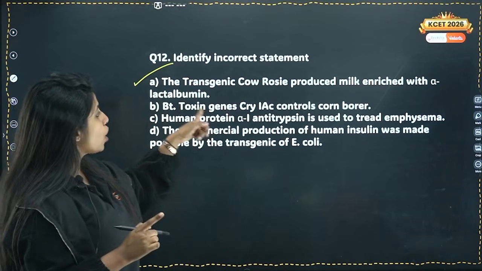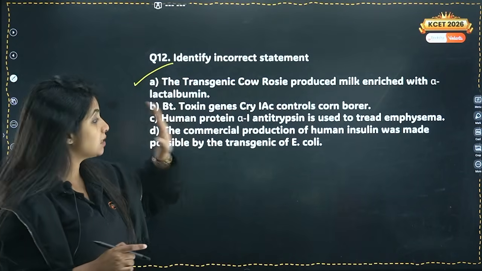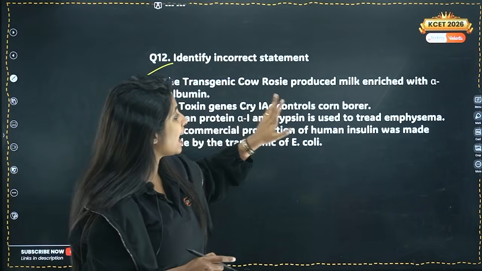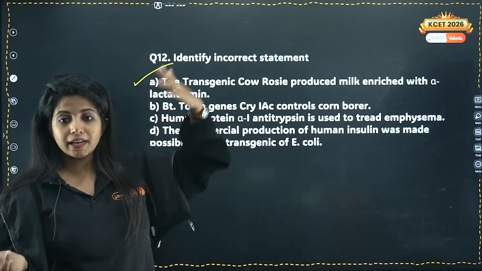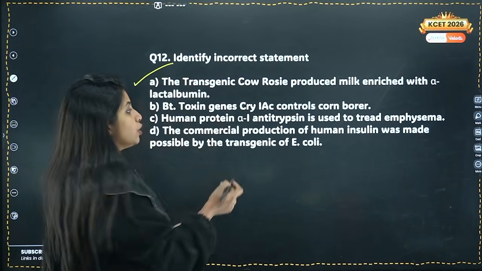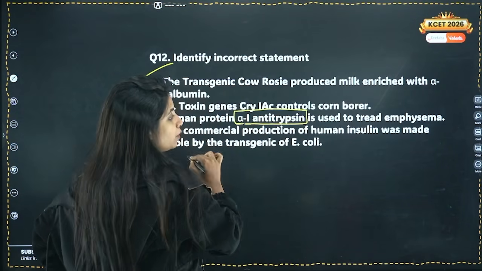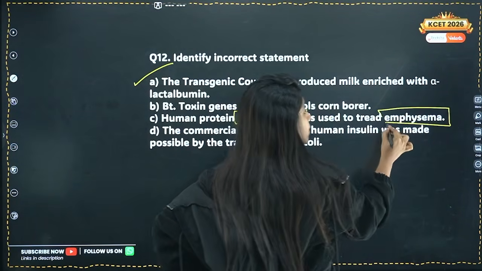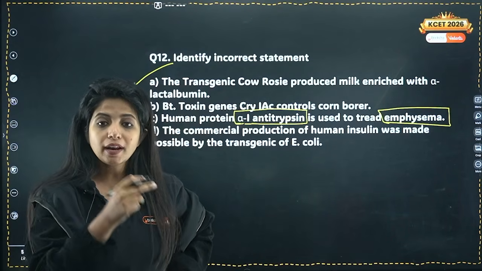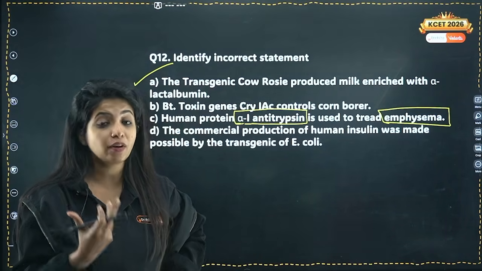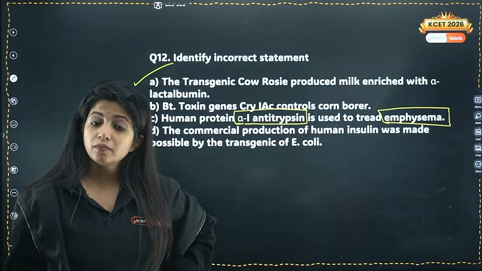Next, Bt toxin gene cry 1AC controls corn borers. We'll come to that. C statement: human protein alpha-1 antitrypsin is used to treat emphysema. So there is another human protein just like alpha-lactalbumin. This particular protein is used to treat what? Emphysema. Emphysema is a respiratory disorder. Now if I make an organism produce this alpha-1 antitrypsin, basically I can use it for the treatment of emphysema, right?